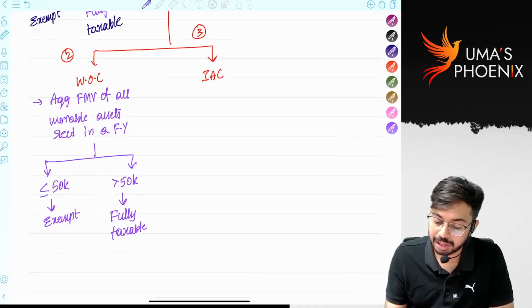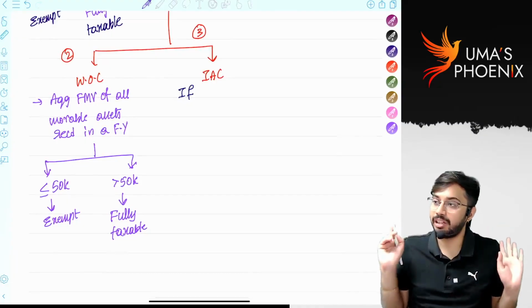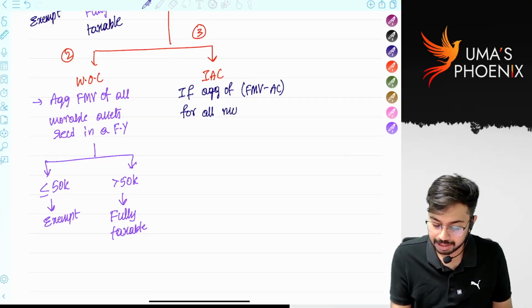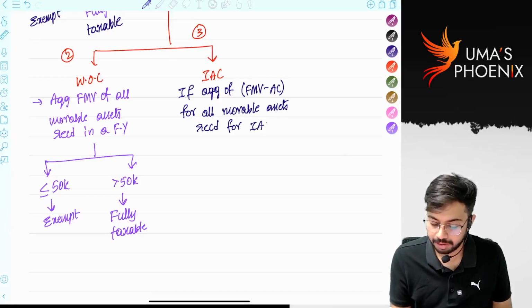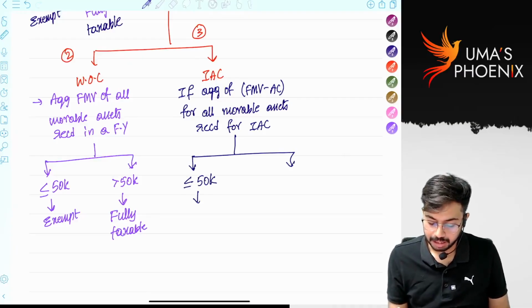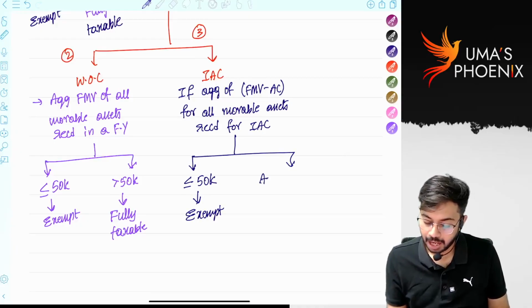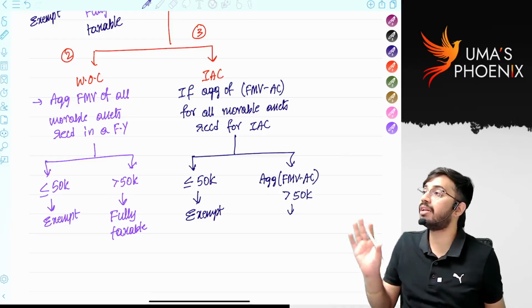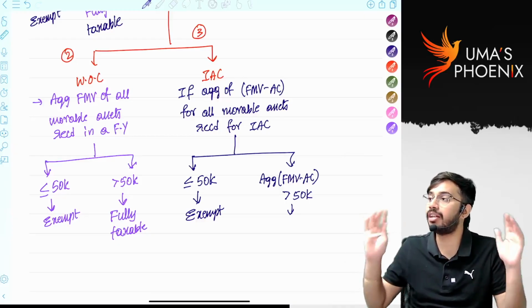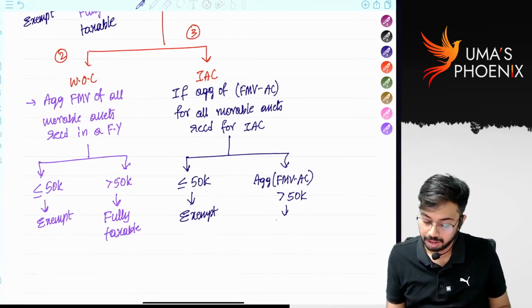Correct? So here also we need to consider aggregate value. If the aggregation of the difference between fair market value and actual consideration for all movable assets received for inadequate consideration is less than or equal to 50,000, then it is fully exempt. If the aggregate of fair market value minus actual consideration is greater than 50,000, then the total value of the asset is not taxable. Only the benefit is taxable. Aggregation of all benefits together will be taxable. Is it clear? Fully taxable.